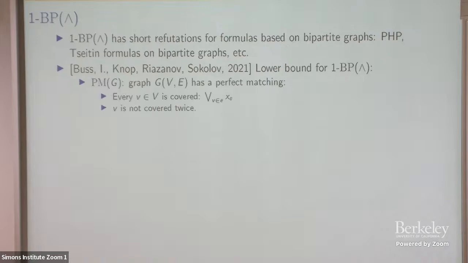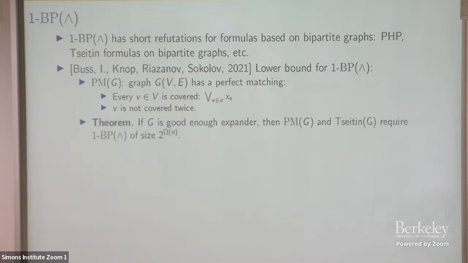And the hard formulas are perfect matching formulas, where the variables correspond to edges, and we put down the condition that every vertex is covered and that every vertex is covered twice. And the following theorem holds: if G is a good enough expander, then perfect matching formulas based on graph G require proofs of exponential size.